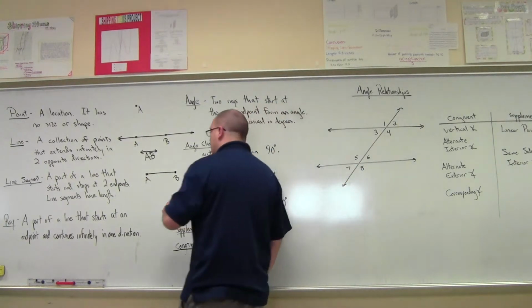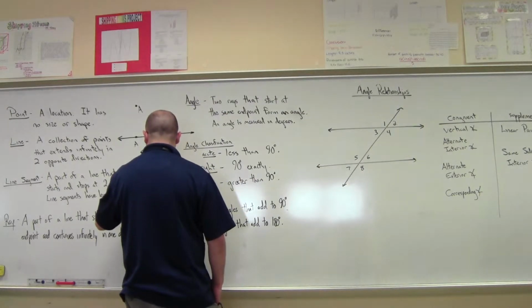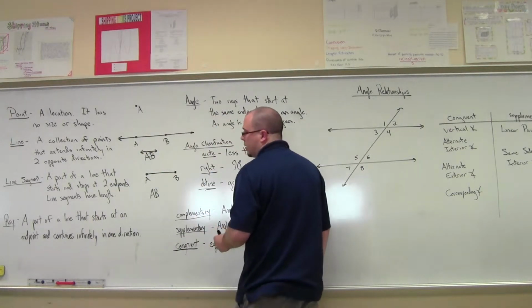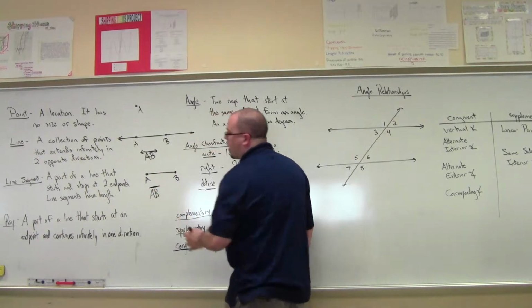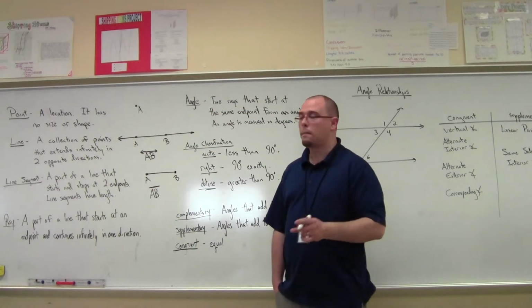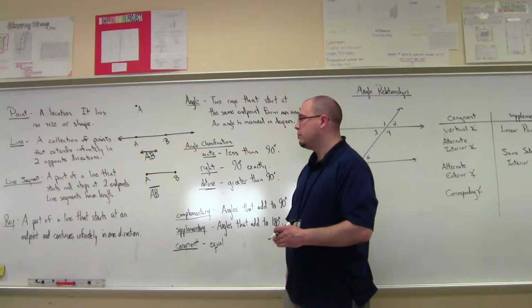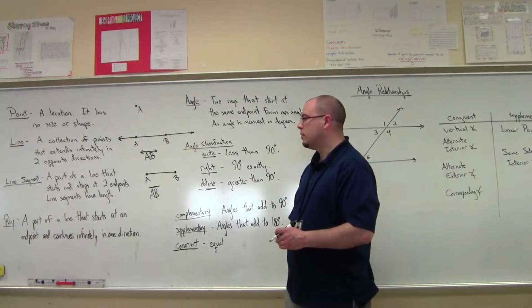The way we write a line segment is just like writing a line. We write the 2 points down next to each other. You put a bar over the top, and then that's it. There's no arrows, no nothing. It's just a bar. And that's all you would do. So that's a line segment.